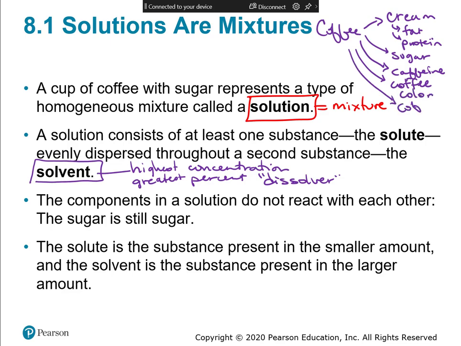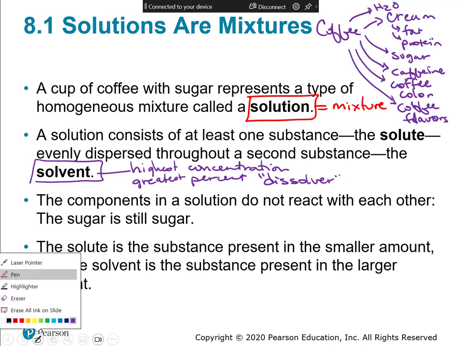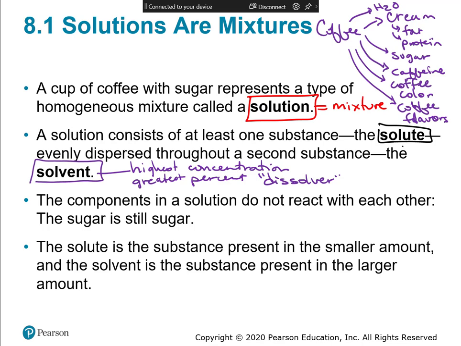So there's a whole lot in this mixture. Coffee flavors. But none of these exist in as high a concentration as water. Okay, the water that's used to dissolve all the pigments, all the flavors and colors of the coffee. There's water even in the cream. So water would be the solvent. All those other things are solutes. So solutes are always found in lower concentration.